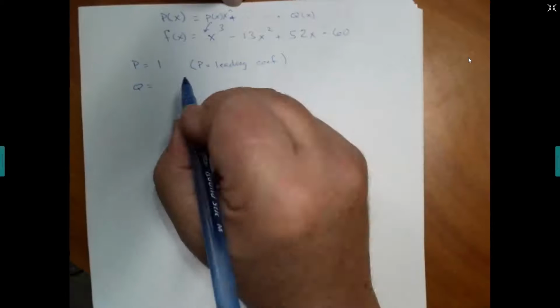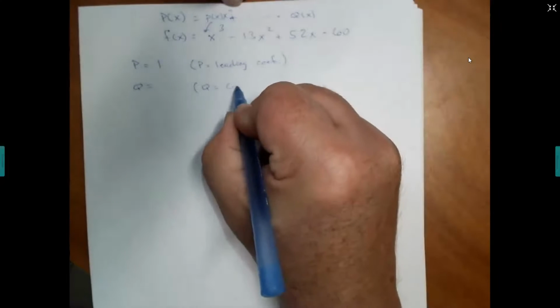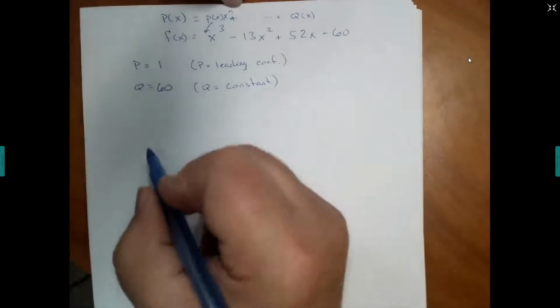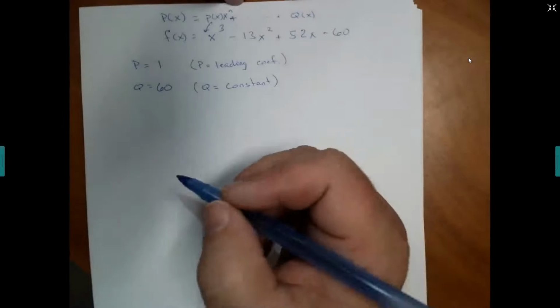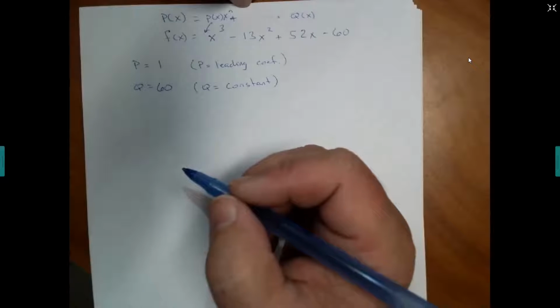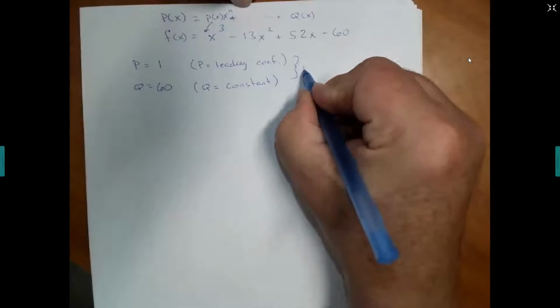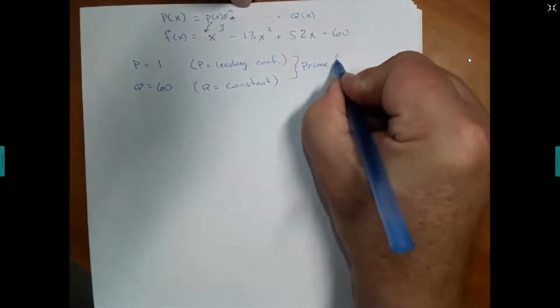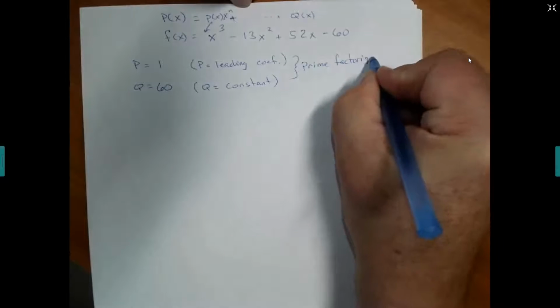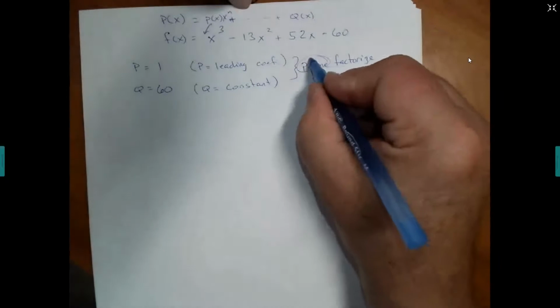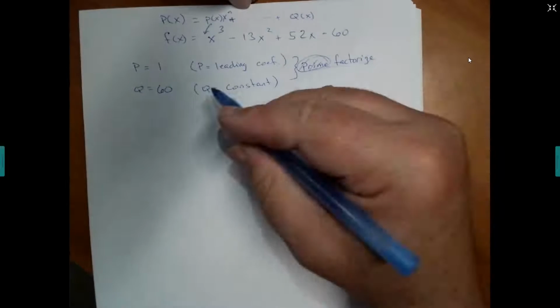P is the leading coefficient, and Q is the constant. And all you have to do is put the absolute value of it, because we're going to take a plus or minus of each one. What we have to do is look for all the combinations, the factorizations, not really the prime factorizations, of each of these numbers.